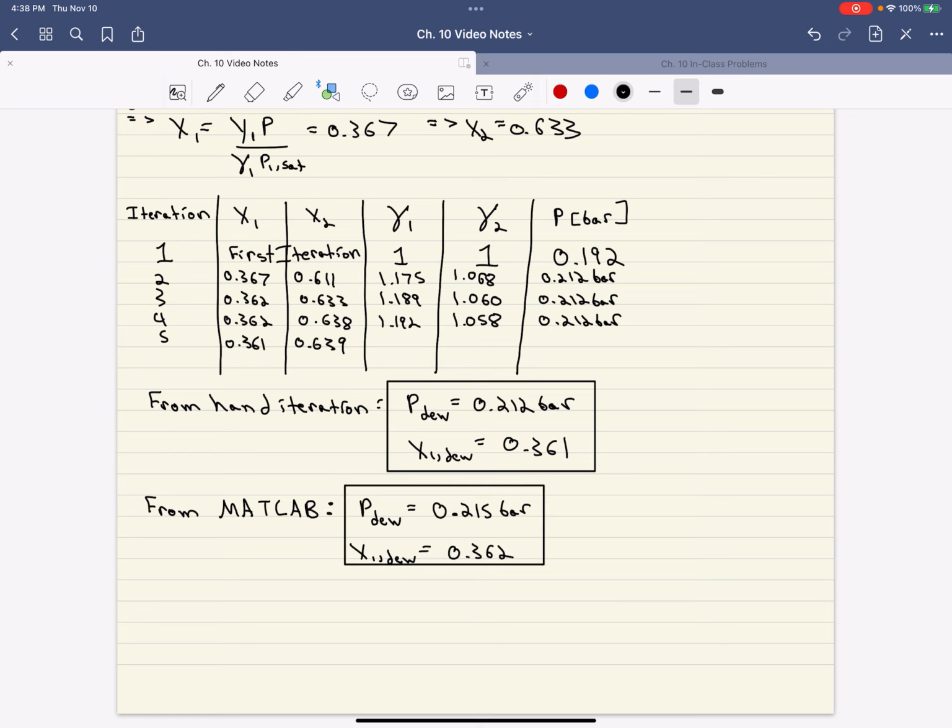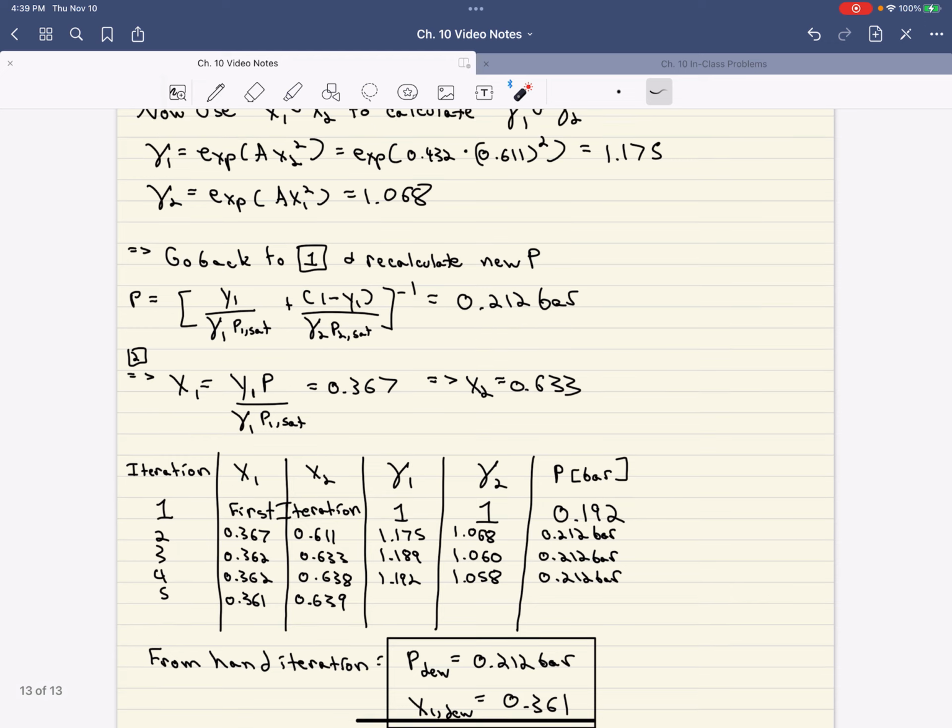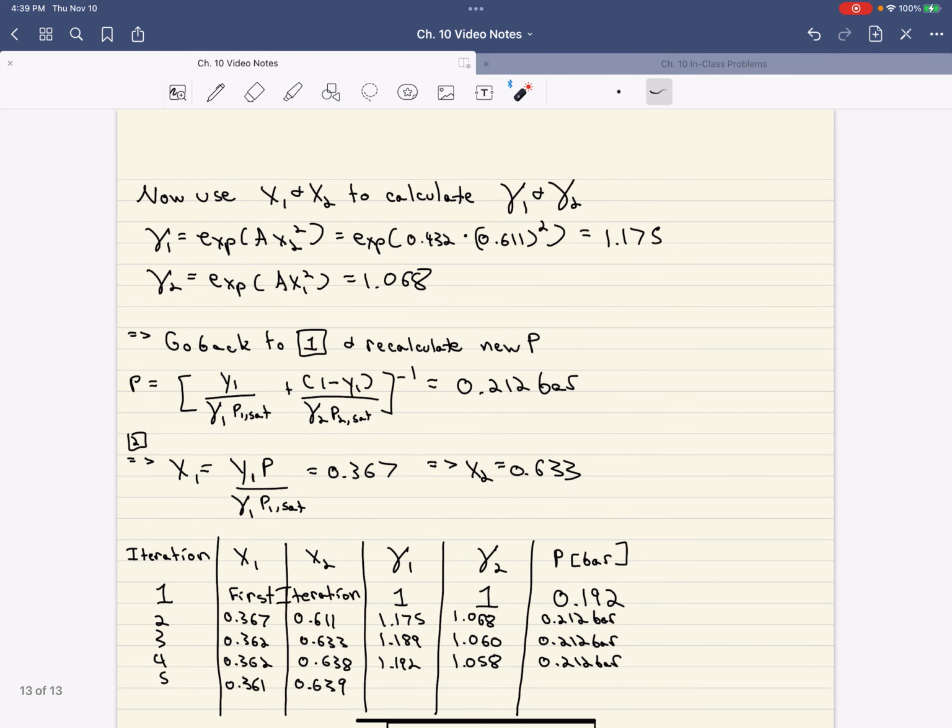Okay? And so even if you use MATLAB, you would find that the numbers you get there would be actually very similar to the ones you get with a hand iteration. Okay? Of course, that depends on the sort of equations that you're using. In this case, with these bubble point or the dew point calculations, hand iteration converges pretty quickly. There could be more complicated equations where it would take many more iterations for your numbers to converge.